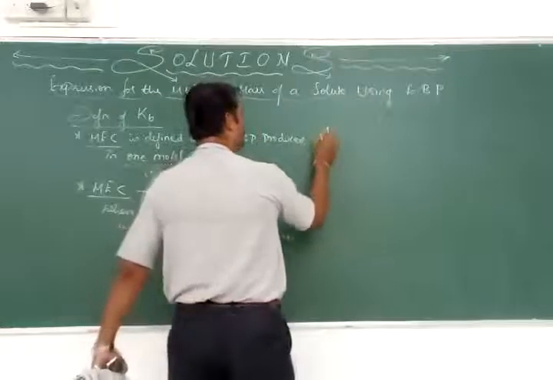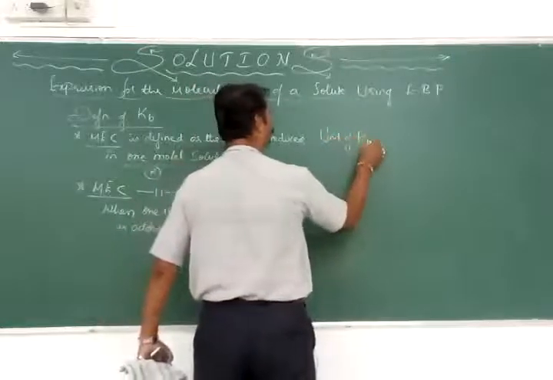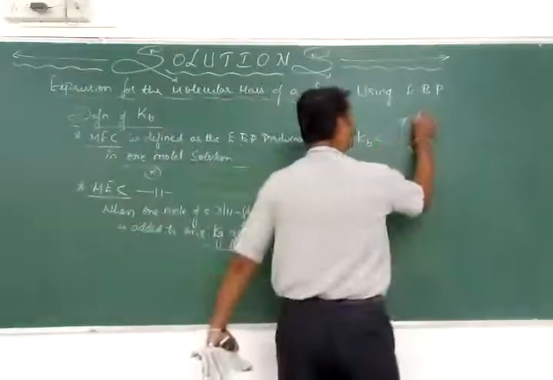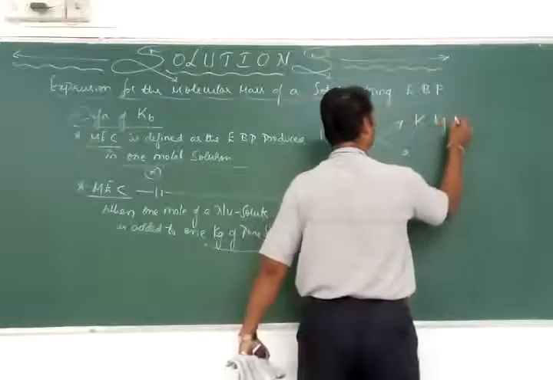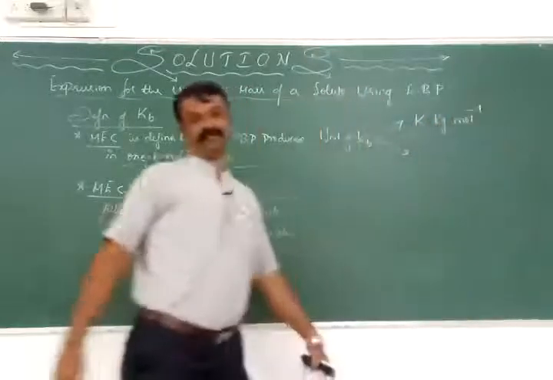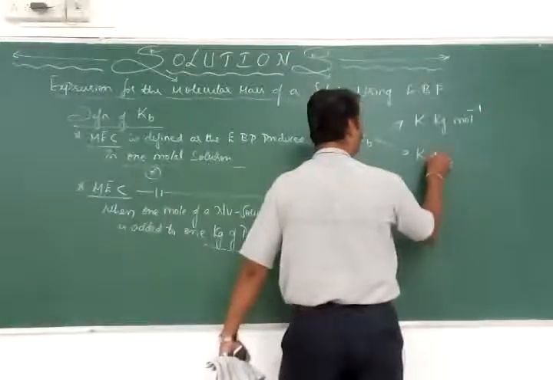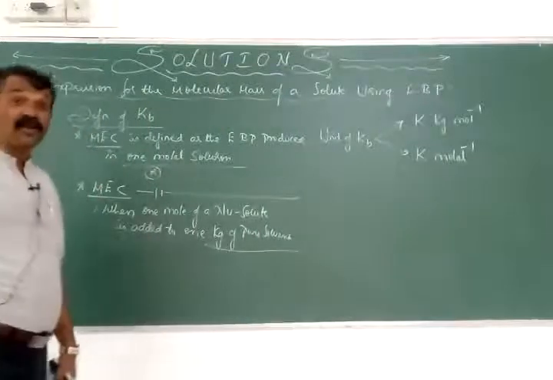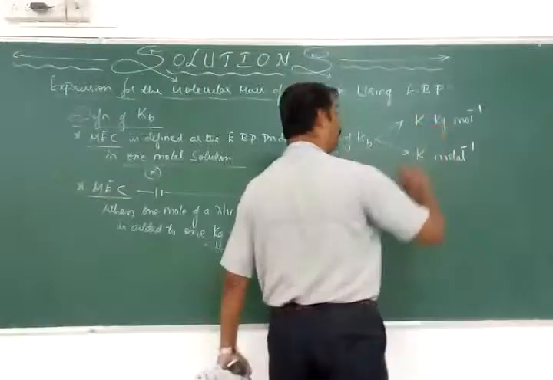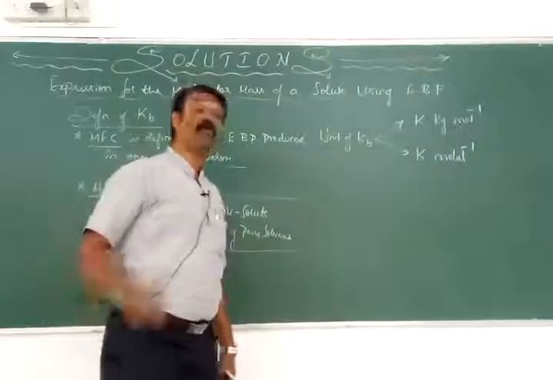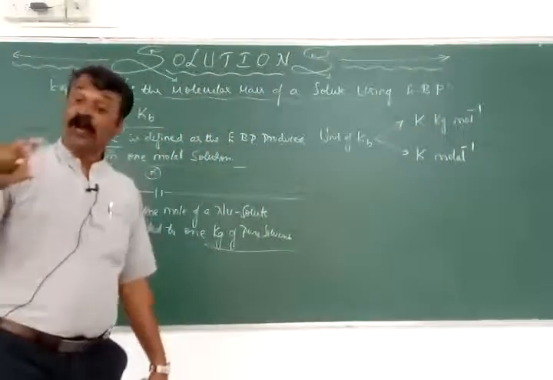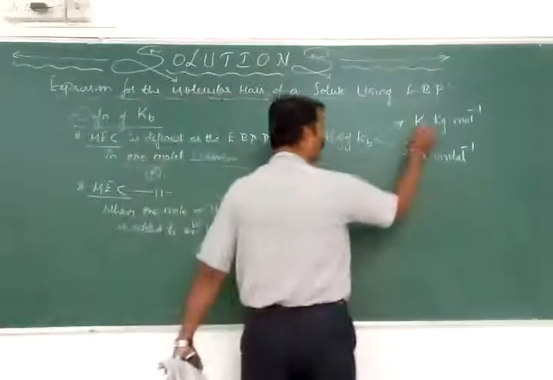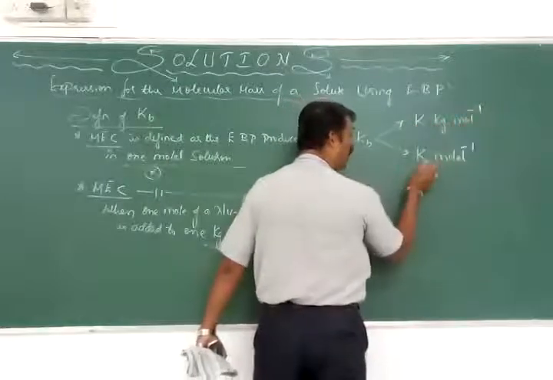Now, the unit of Kb. What is the unit of Kb here? It is Kelvin kg per mole, or Kelvin per molar. The elevation in the boiling point is in Kelvin, per 1 molar. 1 molar means 1 mole of a solute dissolved in 1 kg of a solvent. Therefore, I can express it as either Kelvin kg per mole or Kelvin per molar.